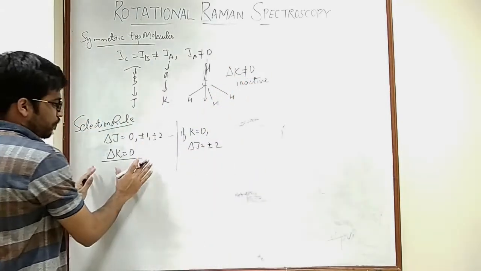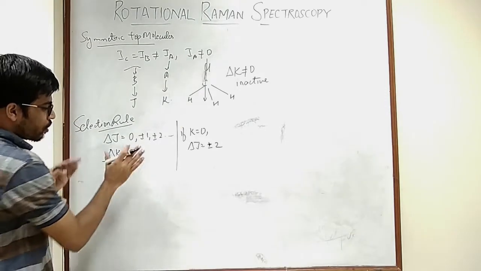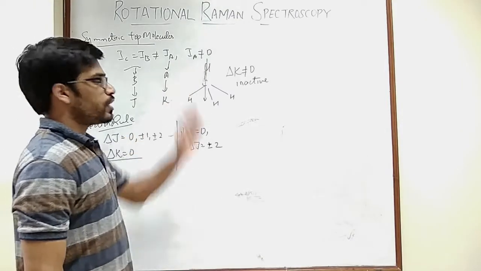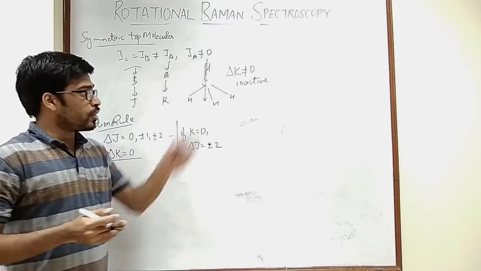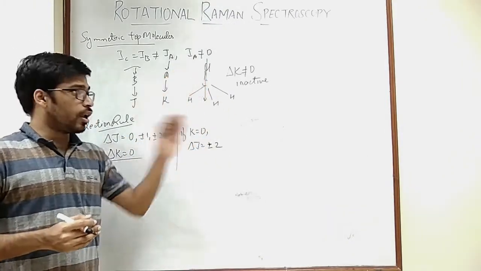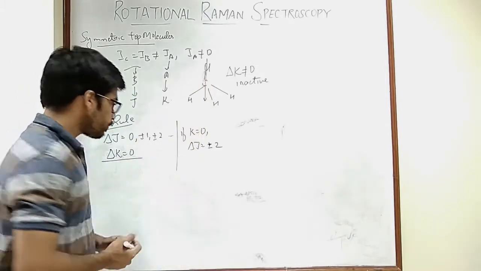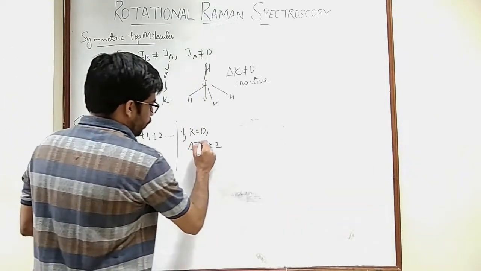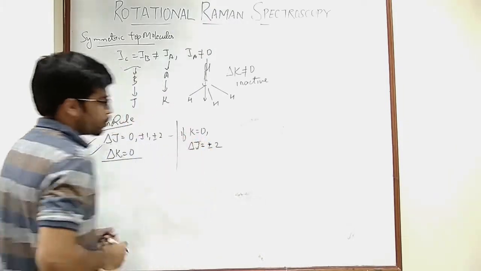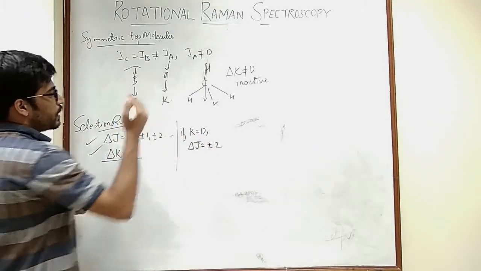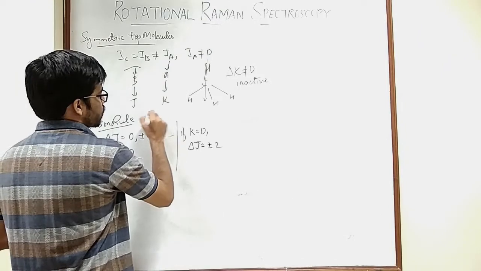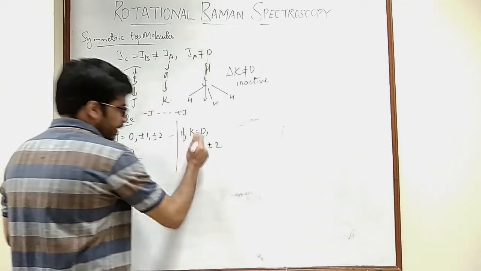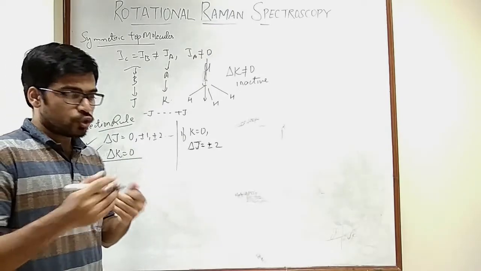So that is why in rotational Raman spectroscopy, for this molecule to be active, delta K has to be 0. There should not be a change in the rotational quantum number along the bond axis, that is K. Okay, and this is fine. Now in case of K equals 0, one more thing, K can have values from minus J to plus J. Now why at K equals 0 does delta J have to be plus minus 2?